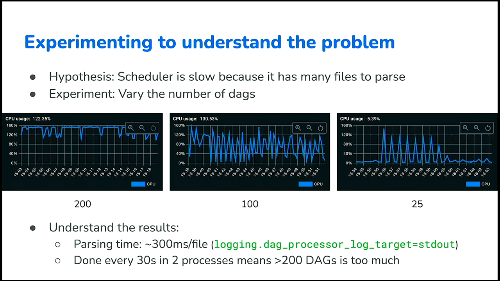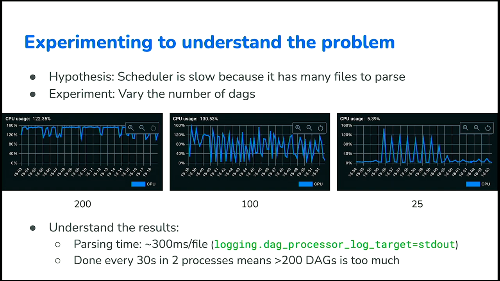So the parsing time, I could measure the parsing time for every single DAG. There is actually a log. If you activate this configuration setting, the DAG parser is going to print the time it takes to parse every single DAG. So it's very verbose, but very helpful when you debug. And I could see that all the DAGs are pretty much the same, and that it was taking 300 milliseconds per file.